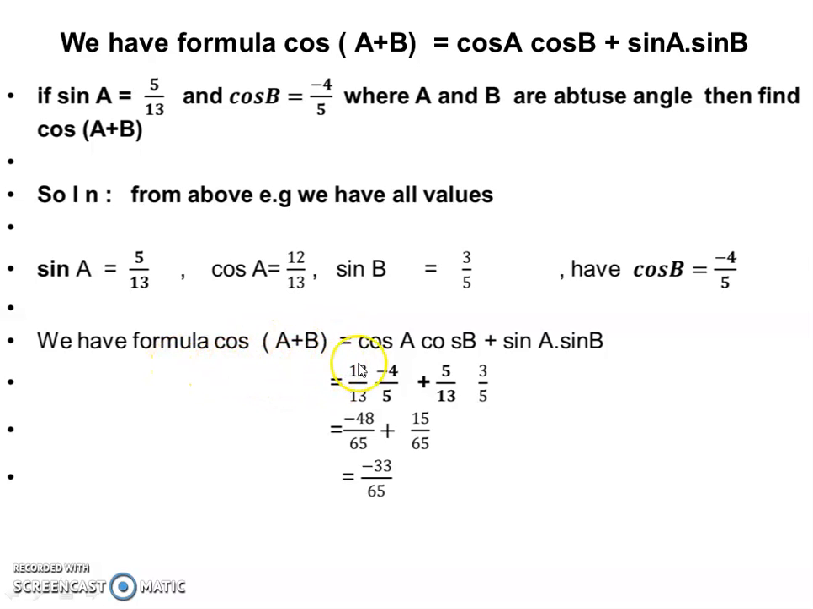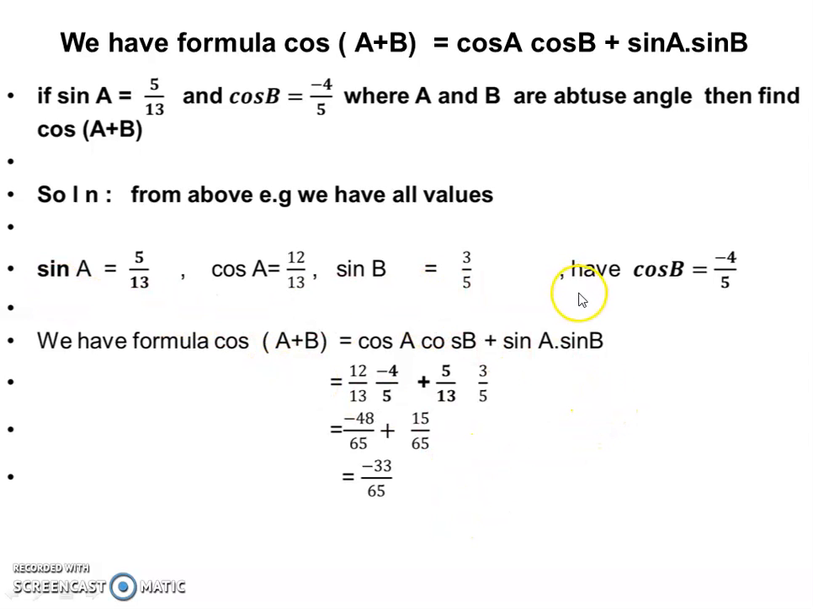We have the cos(A plus B) formula, cos A cos B plus sin A into sin B. Cos A is 12 upon 13, cos B is minus 4 upon 5, sin A is 5 upon 13, sin B is 3 upon 5. 12 into minus 4 is minus 48, 13 into 5 is 65, 5 into 3 is 15, 13 into 5 is 65. Minus 48 plus 15 is minus 33 upon 65. So cos(A plus B) is minus 33 upon 65.